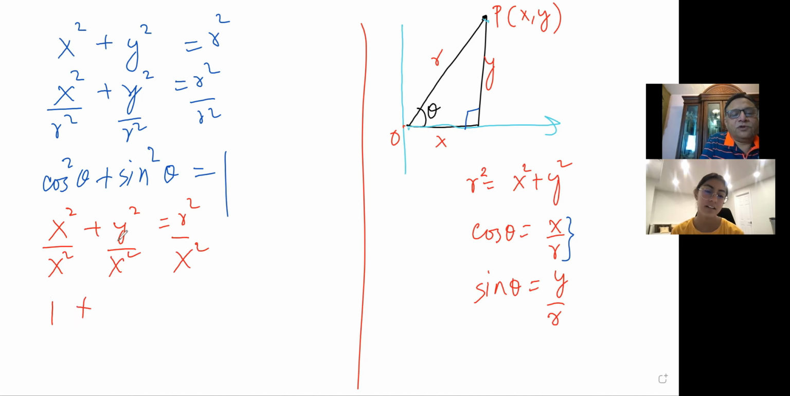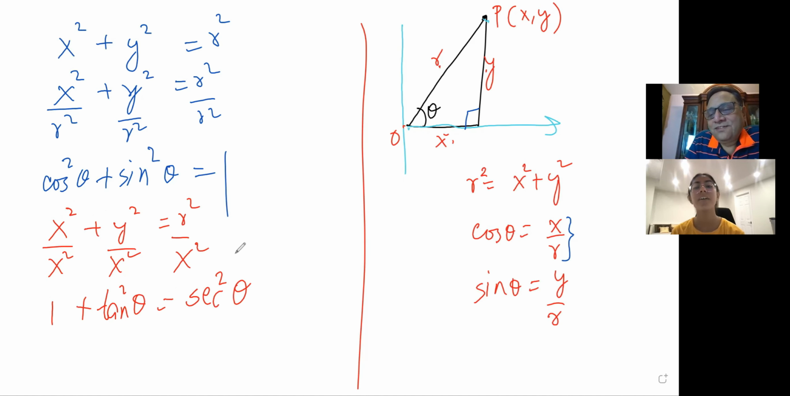So this is 1 plus, what is y over x? Tan theta. So tan squared theta plus 1 equals r squared over x squared. r over x is your adjacent over hypotenuse reciprocal, so secant squared theta, because it's your hypotenuse over your adjacent, which is just the reciprocal of cos. What will happen if I divide by y squared instead of x squared? You just get your cosecant. So cot squared theta plus 1 equals cosecant squared theta. See how easy it is?